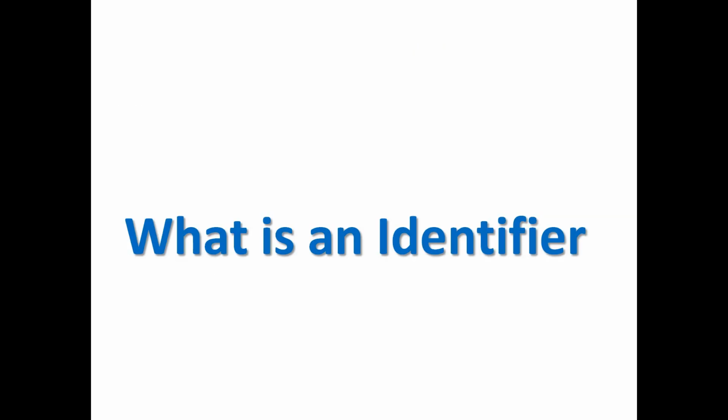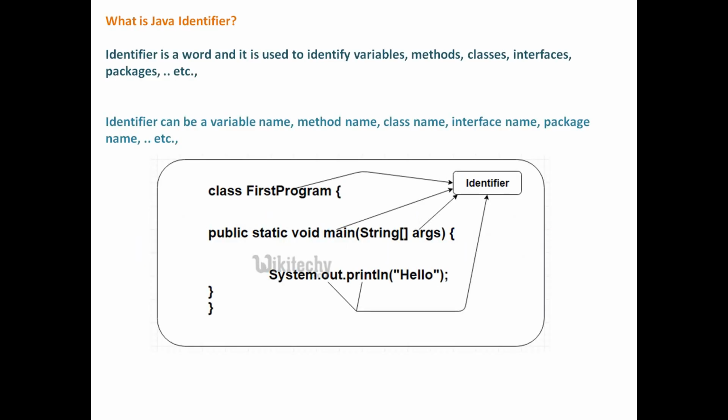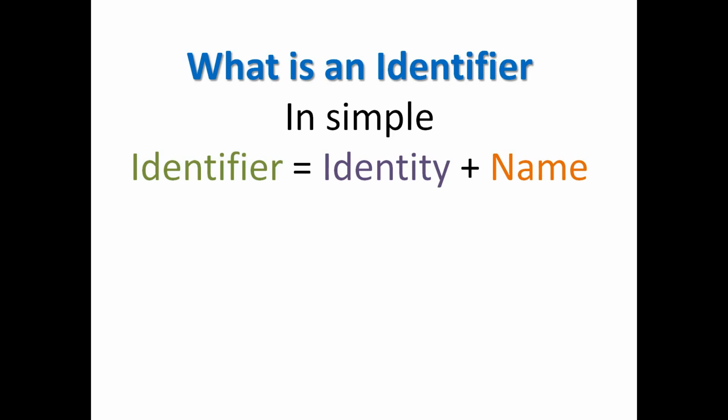So what is an identifier? An identifier is a word used to identify variables, methods, classes, and interfaces. We use it to denote a method or any variable or any class or interface. If you see here, the class name FirstProgram is an identifier, this method is also an identifier, and here out and println are all identifiers. In simple words, identifier equals identity plus name. So this is called an identifier.